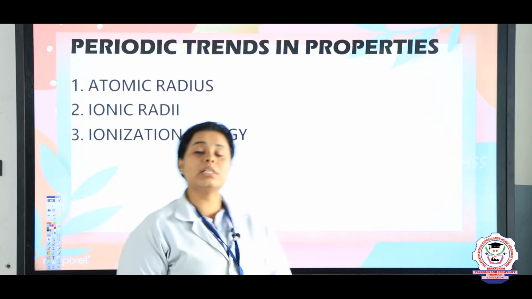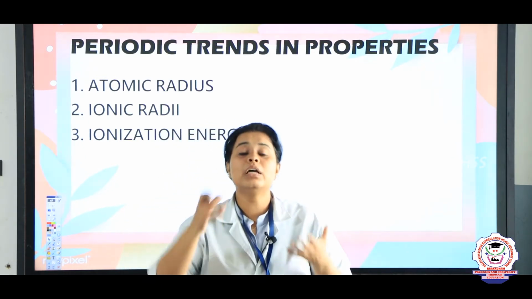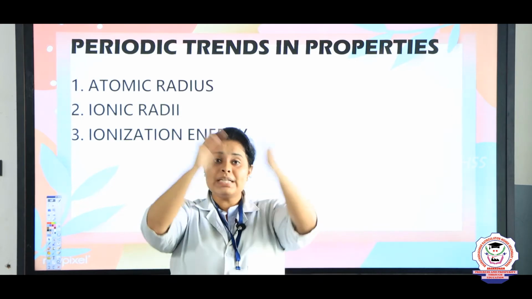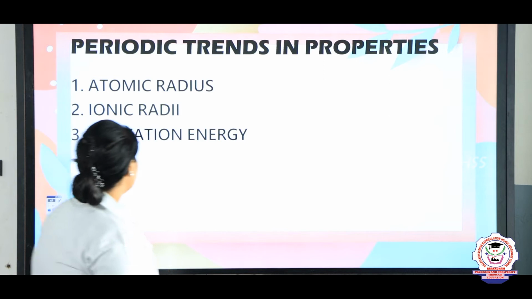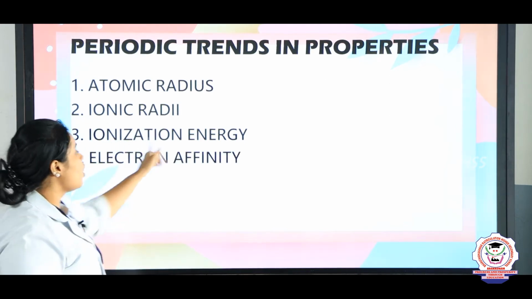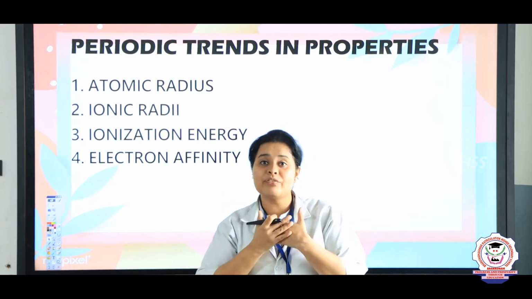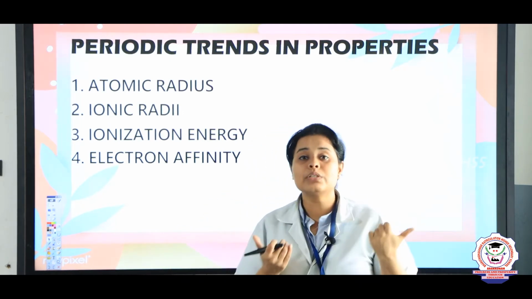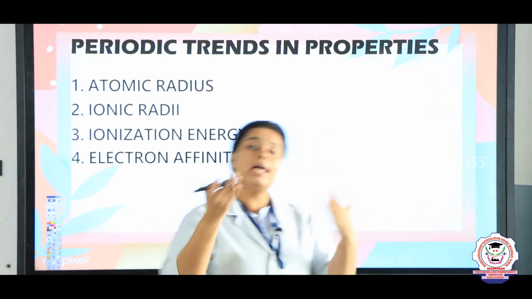The third one is ionization energy. Ionization energy is the energy required to remove an electron from its last shell, also known as the valence shell. The fourth one is electron affinity. Affinity means attraction or attractive property. So here we are going to study how electrons get attracted towards the other element.